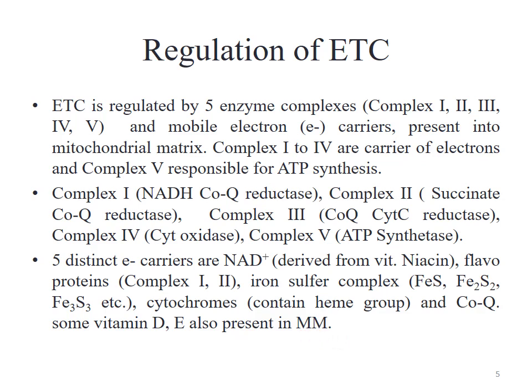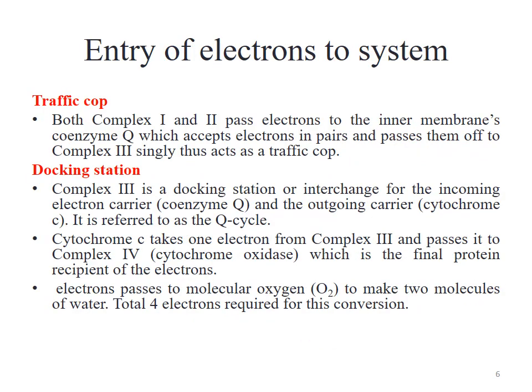So here we start the different terms which are associated with the electron transport chain, which is called traffic cop. Both complex 1 and complex 2 pass the electrons to the inner membrane by the use of coenzyme Q, which accepts the electrons in pairs and passes them off to complex 3 singly, thus acting as a traffic cop, meaning it transfers the electrons from one molecule to the other.